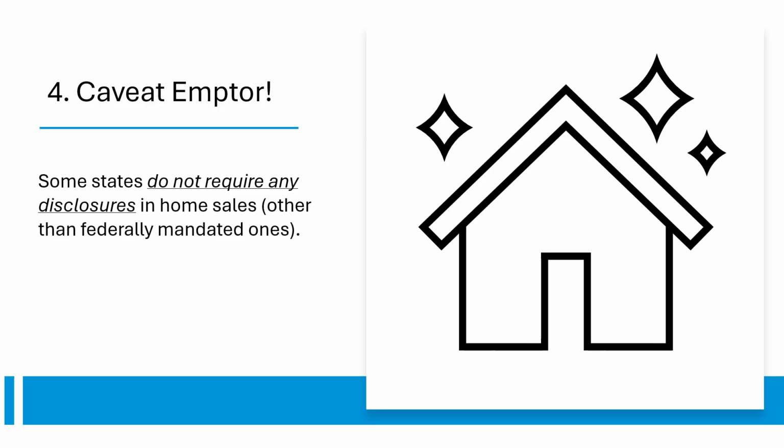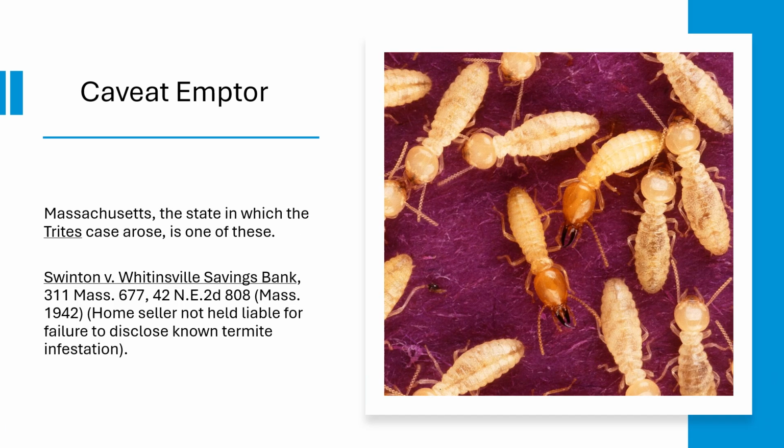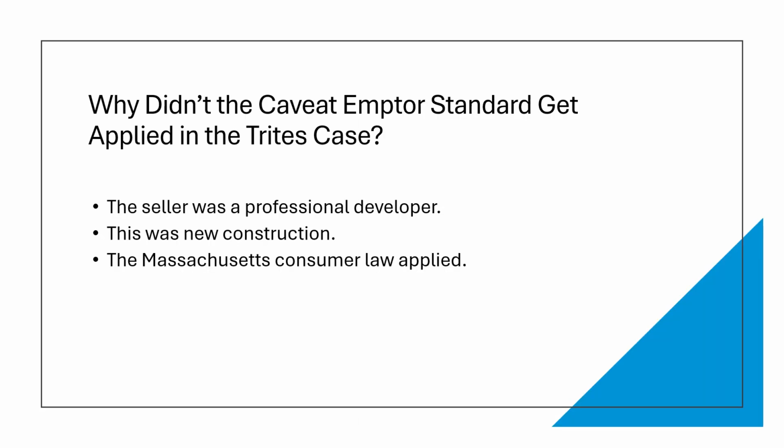The final doctrine is caveat emptor, or buyer beware. While there is some question as to the degree of protection afforded by the other doctrines, there isn't with caveat emptor. Surprisingly, Massachusetts is one state which applies this standard. Thus, in the Swinton case from 1942, a home seller was found not liable for the failure to disclose a known termite infestation.